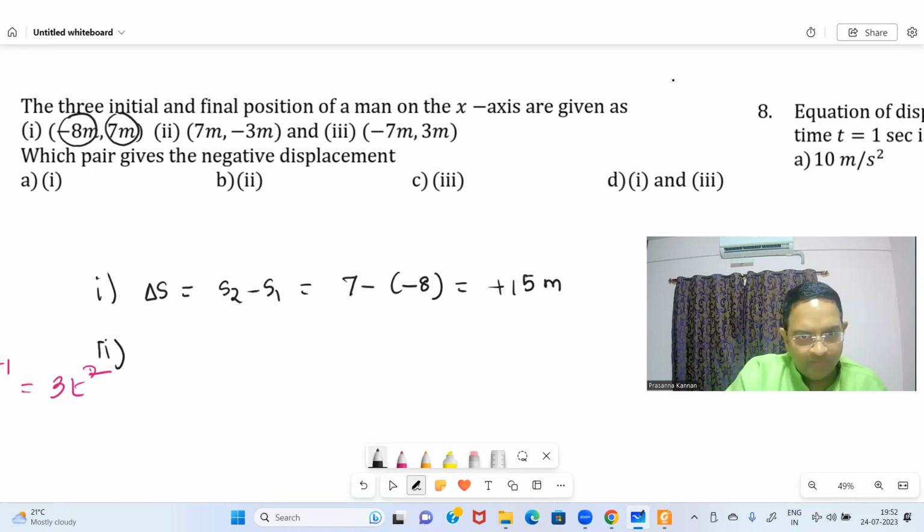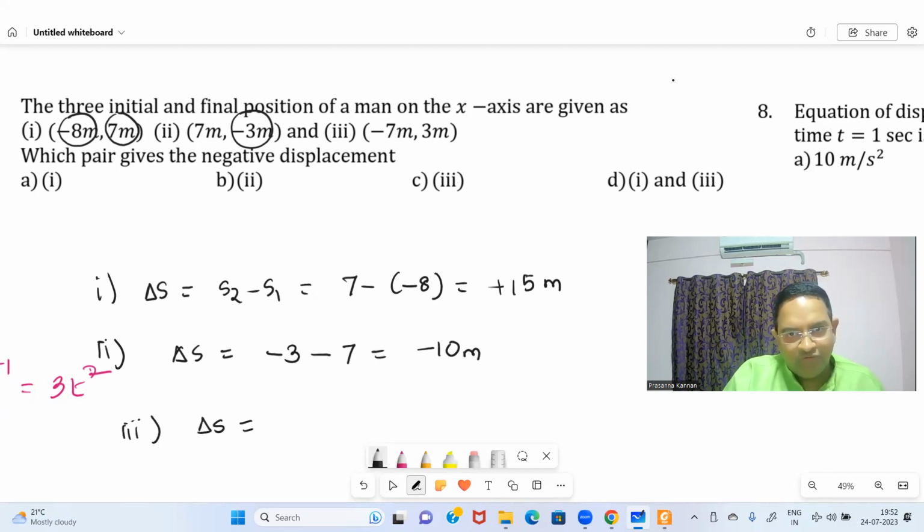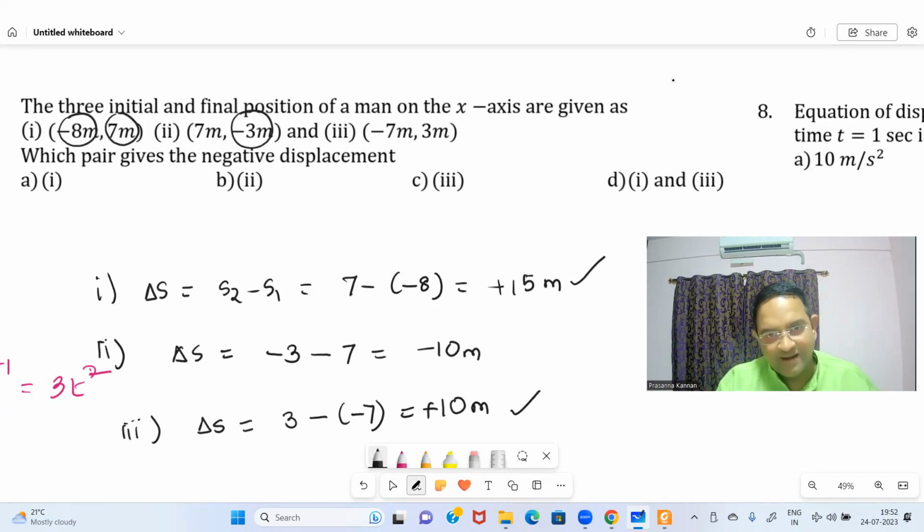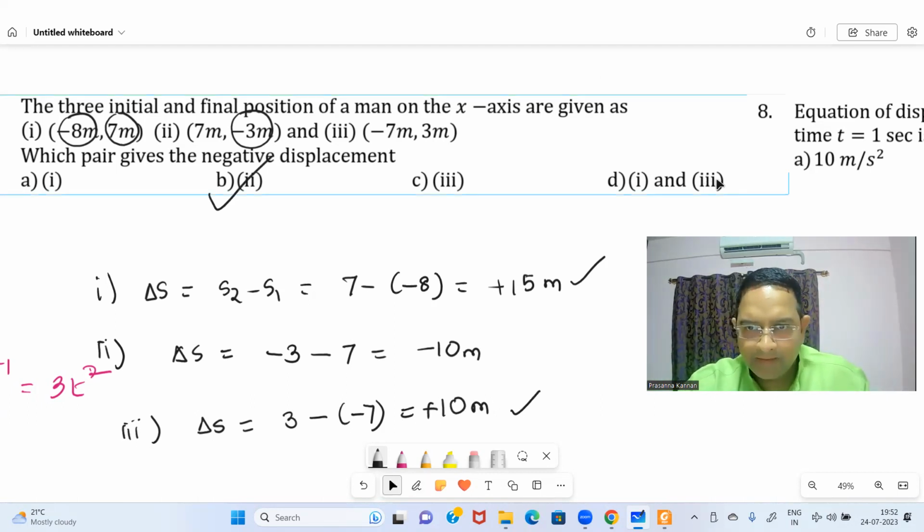Second option, if you see, change in displacement: final position is minus 3, your initial position is 7, so you get minus 10 meters. Third one, final is 3 and the initial is minus 7. 3 minus of minus 7 is plus 10 meters. Therefore, displacement is positive in the first and the third case, negative in the second. Perfect answer. Clear, students? Yes, sir. Fantastic. Excellent, very good.